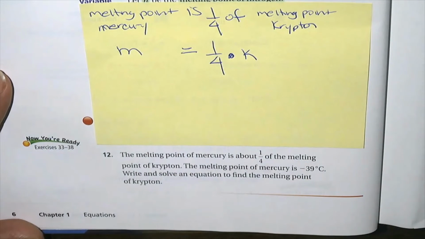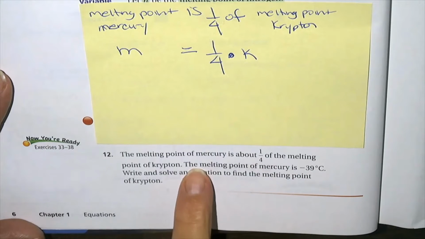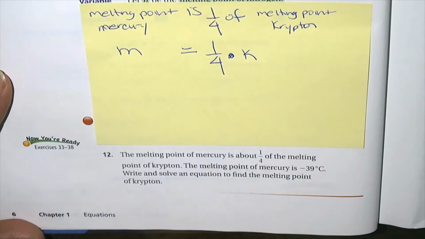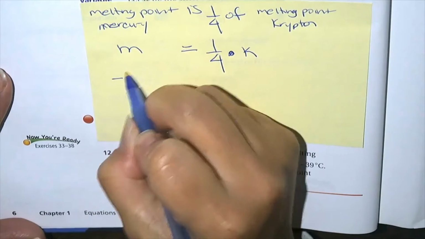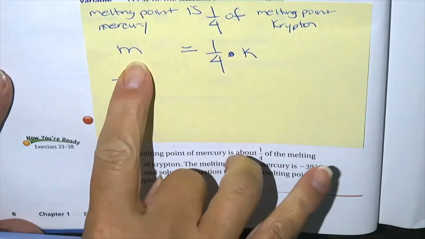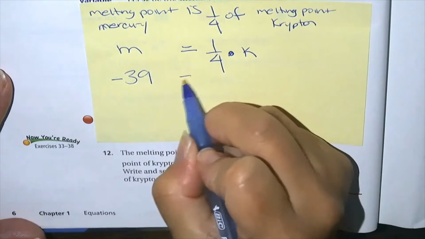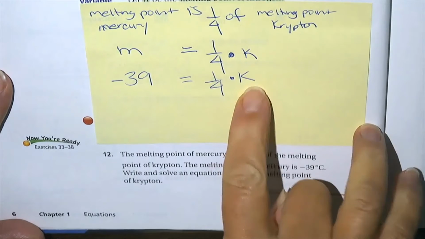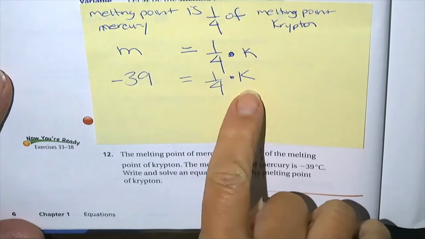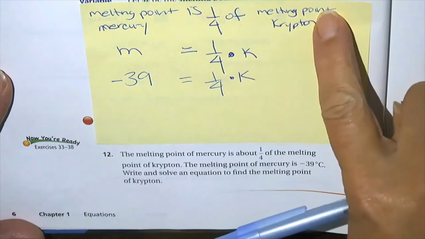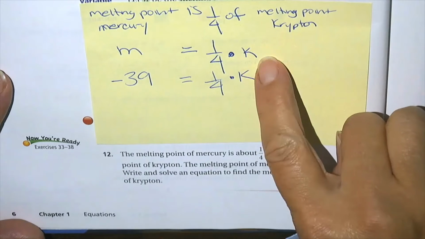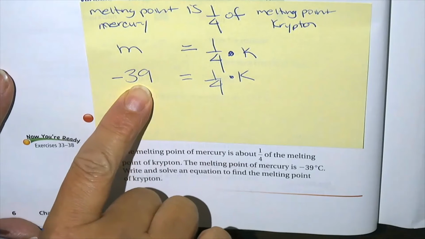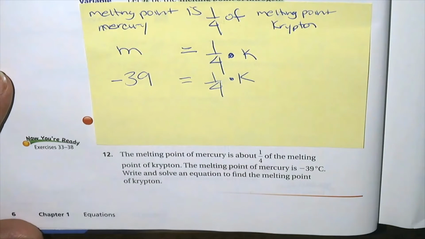Now let's start substitution. The melting point of mercury is -39 degrees Celsius. So we're going to substitute -39 for mercury equals 1/4 times krypton. Krypton is what we're looking for. So we took the information, we turned it into an equation, and we substituted. Now we can solve.